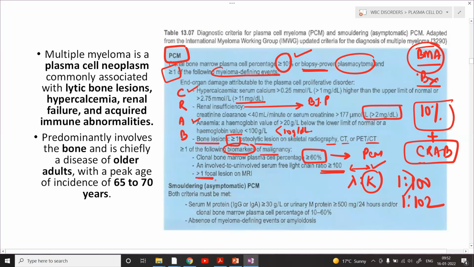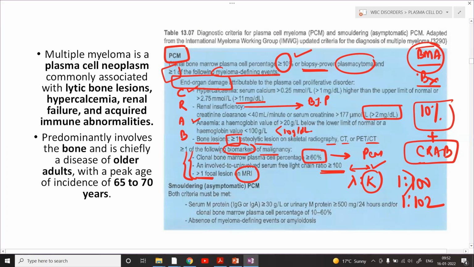And the third important thing is if there is more than or equal to one focal lesion on MRI. If on MRI you can see any one focal lesion, we call it multiple myeloma. So these are the biomarkers of malignancy. Remember, if they ask you which are the myeloma defining events, you will first say the end organ damage, that is the CRAB. I have explained what the CRAB lesions are. I have also explained what the biomarkers of plasma cell myeloma are. These are these three lesions.